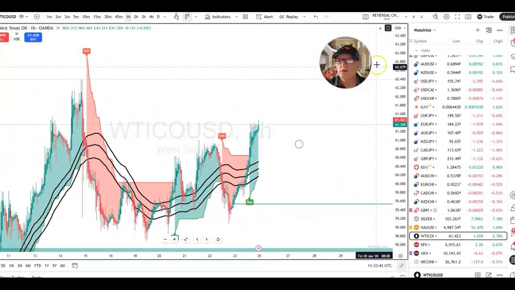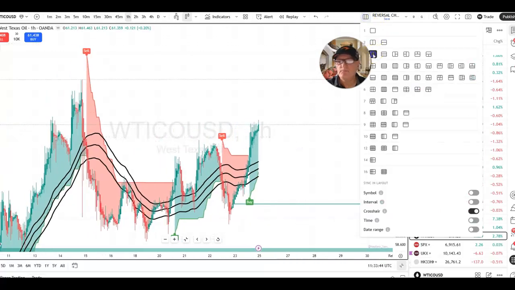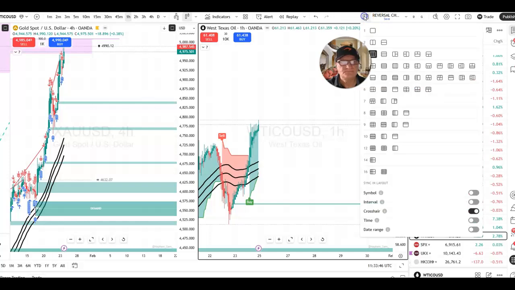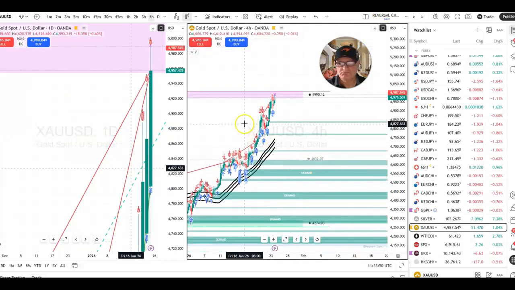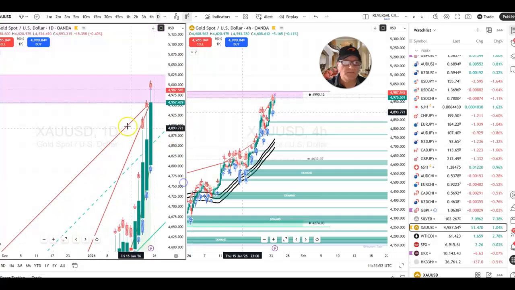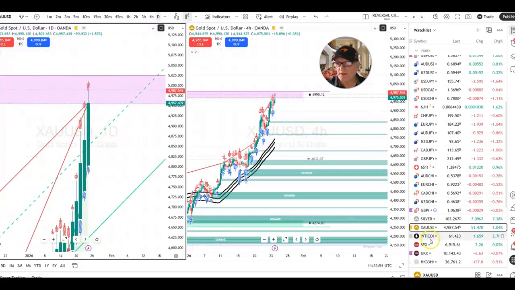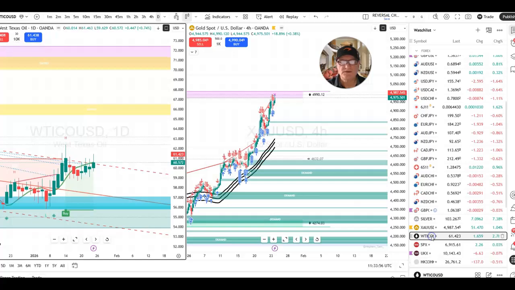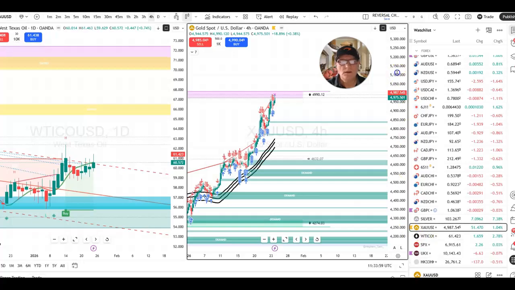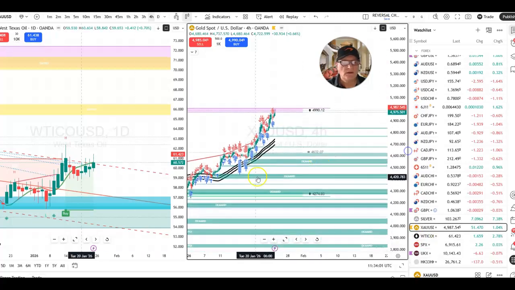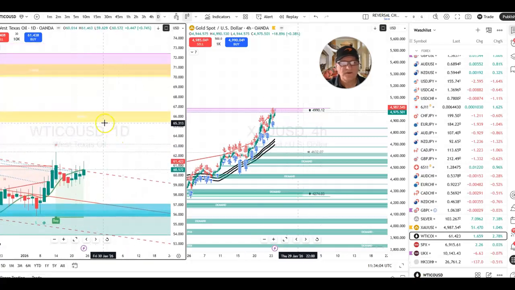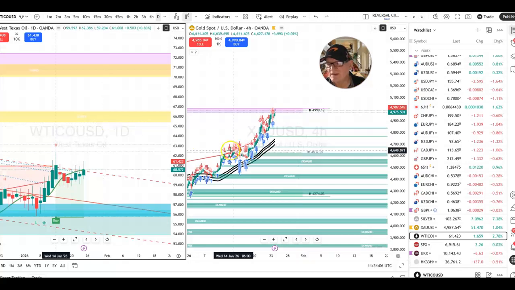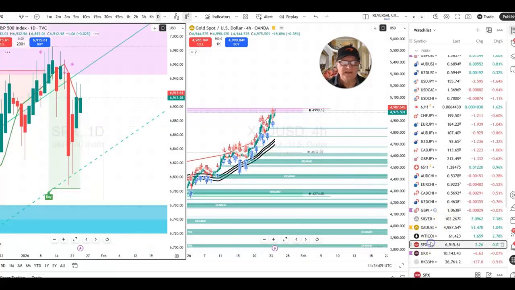Oil's looking good for a possible buy. 4 hour chart. It's all buying, buying, buying. No supply. I'm sorry, that was gold. This is oil. Yeah, it looks like oil wants to go, and the target for this one's going to be $65.37.